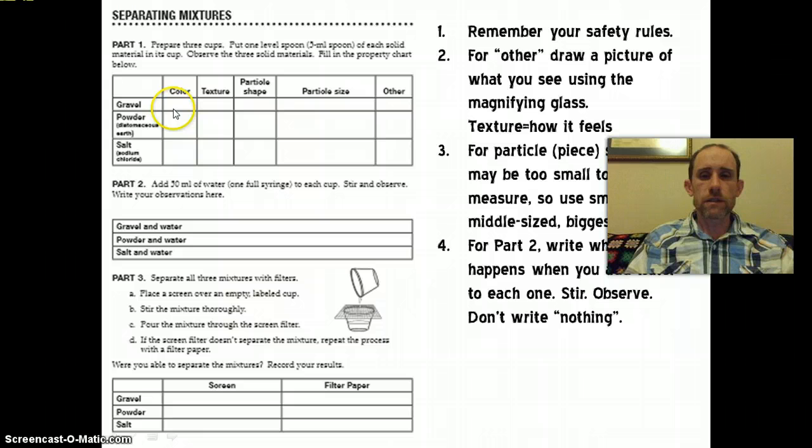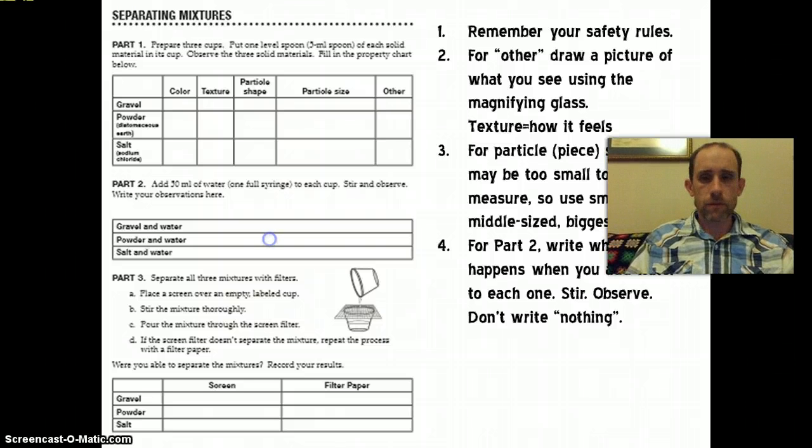And then in part 2, you're going to add 1 full syringe of water to each cup. You're going to stir and observe. Please don't write "nothing happened" or "nothing" in any of these spaces. Take your time and describe exactly what happened when you added water to the cup. It might take a little while for some of the things to happen.